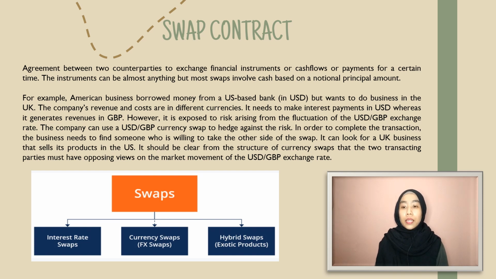Interest rate swap allows its holder to swap financial flows associated with two separate debt instruments. Currency swap allows its holder to swap a financial flow associated with two different currencies. And hybrid swap allows its holder to swap financial flow associated with a different debt instrument that are also denominated in a different currency.